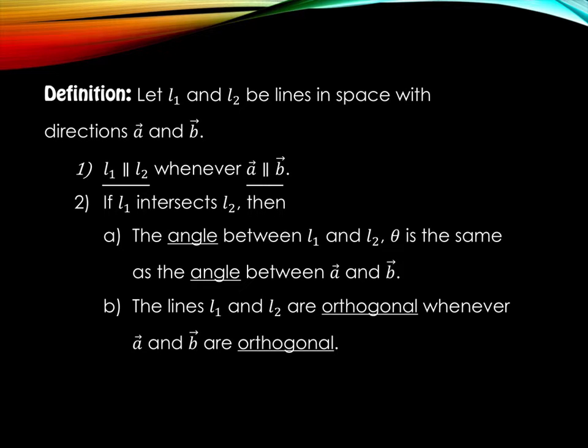And B says that if they are orthogonal, which would mean that they're forming these 90-degree angles, or right angles, then the direction vectors would have also been orthogonal. Again, those are very reasonable statements. And it's a definition. It's not a theorem or a proof, right? It's not a theorem that needs to be proved. It's definitionally these things all just pan out the way we would expect.